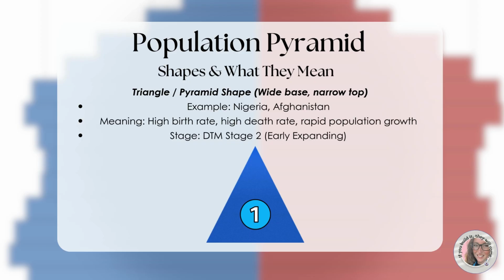Shapes and what they mean. First, triangle, pyramid shape, wide base, narrow top. Example: Nigeria, Afghanistan. Meaning: high birth rate, high death rate, rapid population growth. Stage: DTM stage 2, early expanding.